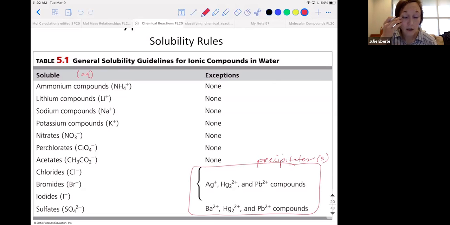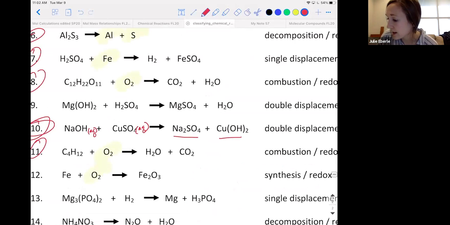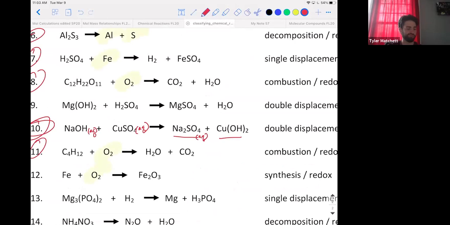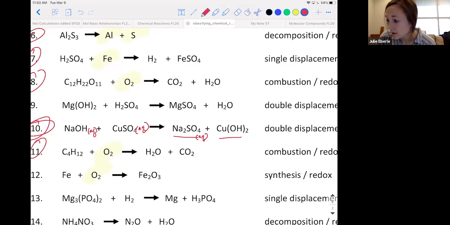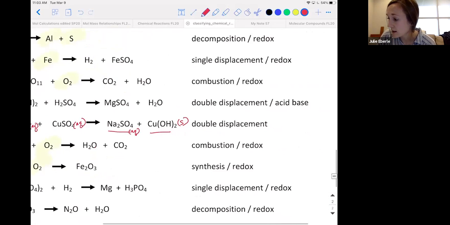All right. So I saw in the chat, a lot of people said right here, sodium sulfate is going to be aqueous. And they are correct because both sodium and sulfate are on the chart. Copper hydroxide, Cu and OH. Neither one of those are on the chart. So that's why we had some people say they classified this as a precipitation reaction, and they're correct.